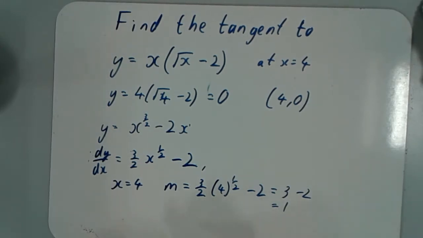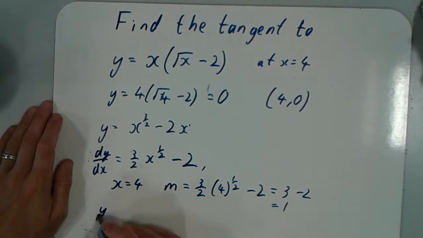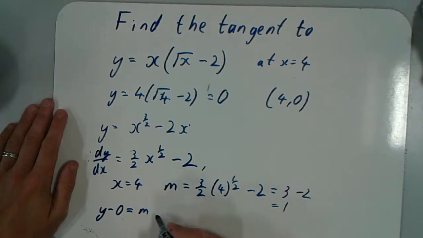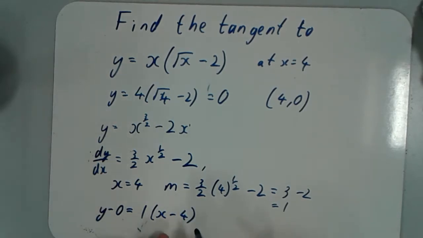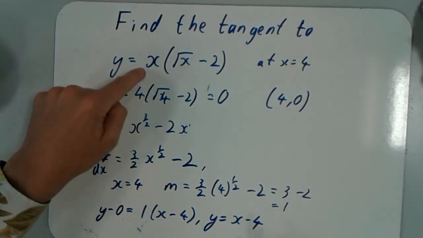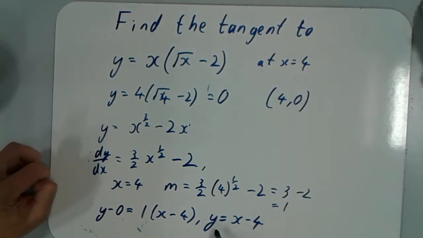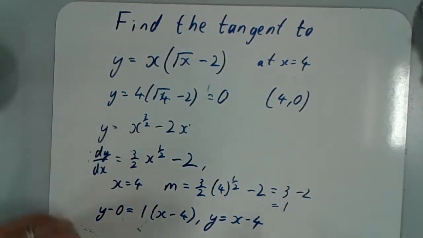Let's find the equation of this tangent. So we know that we have y minus 0 is equal to the gradient, m, which we know is 1, times x minus 4. Expanding this simply gives me y is x minus 4. So the tangent to this curve at that point (4, 0) will simply be y equals x minus 4.